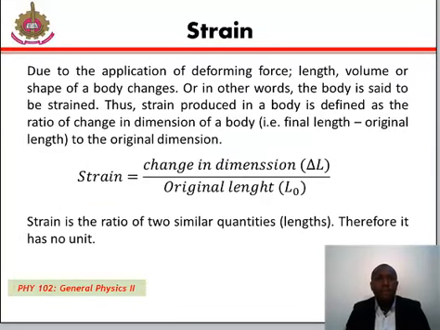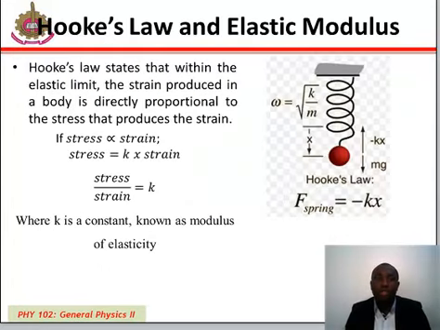Now, strain. When, due to the application of a deforming force, the length, the volume, or the shape of a body changes, such a body is said to be strained. We calculate strain with this formula: change in dimension divided by the original length. Strain is the ratio of two similar quantities, lengths. Therefore, strain has no unit.